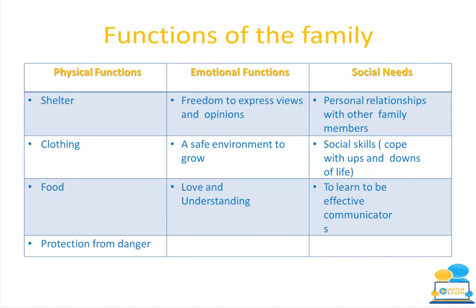So physical function, shelter. The family provides you with a home, somewhere where you live and you're safe and you will not get wet or too hot or too cold. They provide clothing, the clothes that you're going to wear. They provide you with food, so nourishment. Without nourishment, you are not going to thrive and live. They protect you from danger, whether that's from physical danger, like for example storms, or from bullying, all types of different dangers.